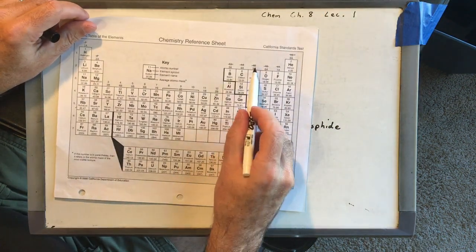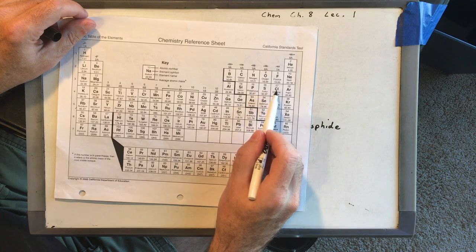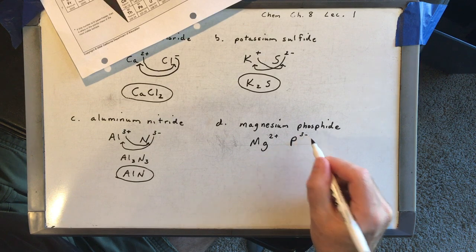Phosphorus is in column 5. It is a nonmetal. Nonmetals gain. It wants to gain 3, so it can 1, 2, 3. If it gains 3 electrons, that would be 3-.